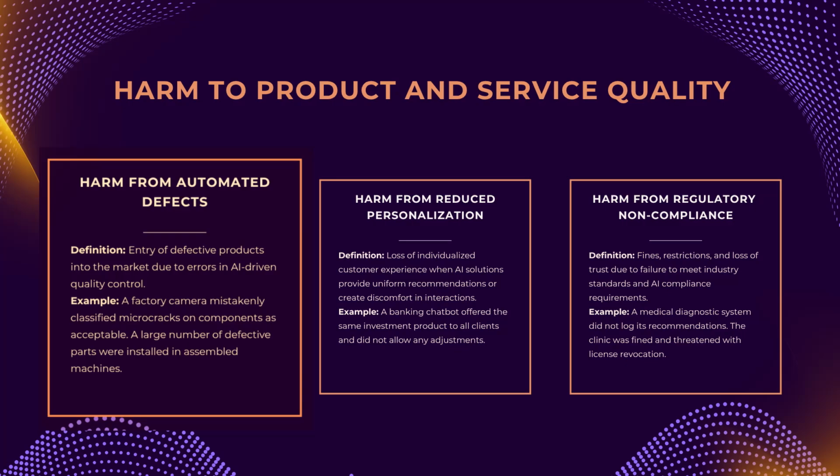Harm from automated defects. This is defective products reaching the market because of errors in AI-driven quality control. Consider an auto plant where AI-based computer vision systems conduct parts inspection. Due to a calibration error or insufficient training on rare defect types, the system begins to treat microcracks in metal components as acceptable. As a result, thousands of defective parts pass inspection and are installed in finished vehicles.